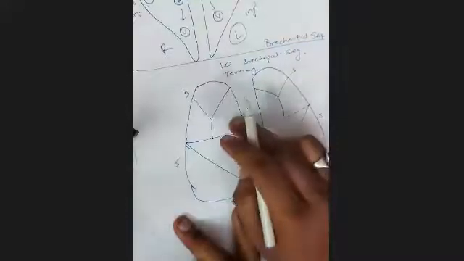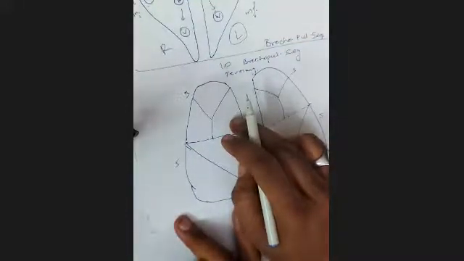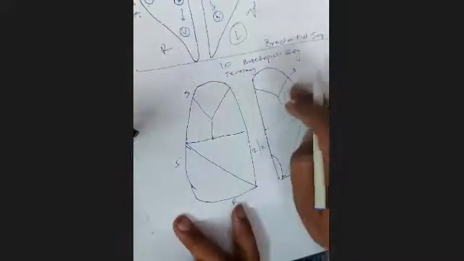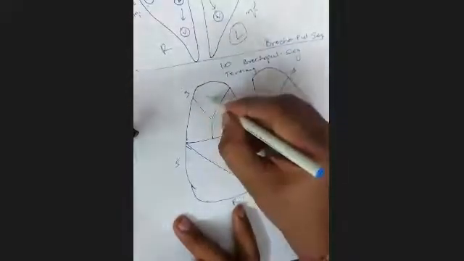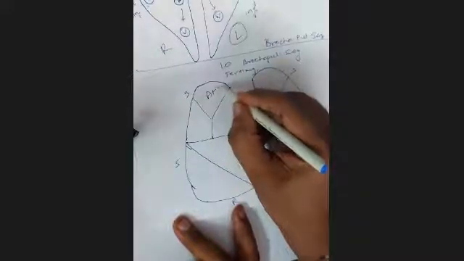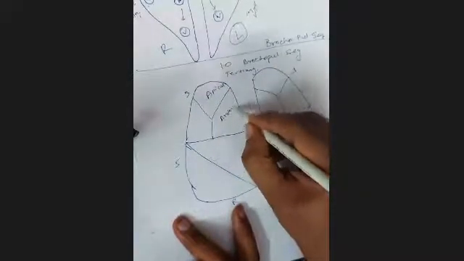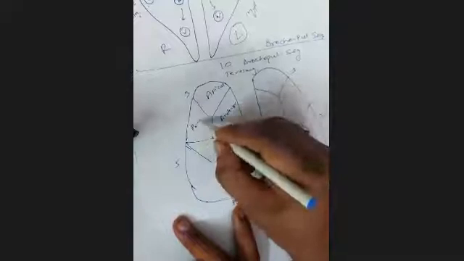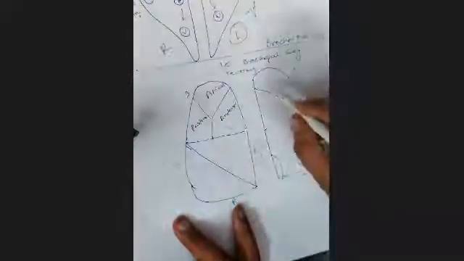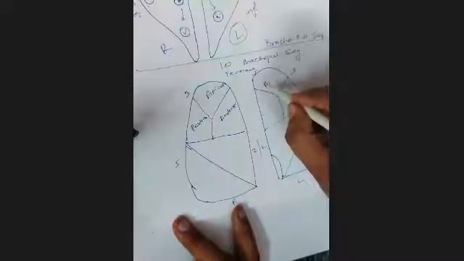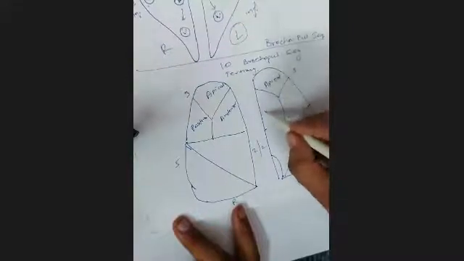So in the superior lobe, there are three bronchopulmonary segments. What are they? The apical, anterior, posterior. Apical, anterior, posterior.